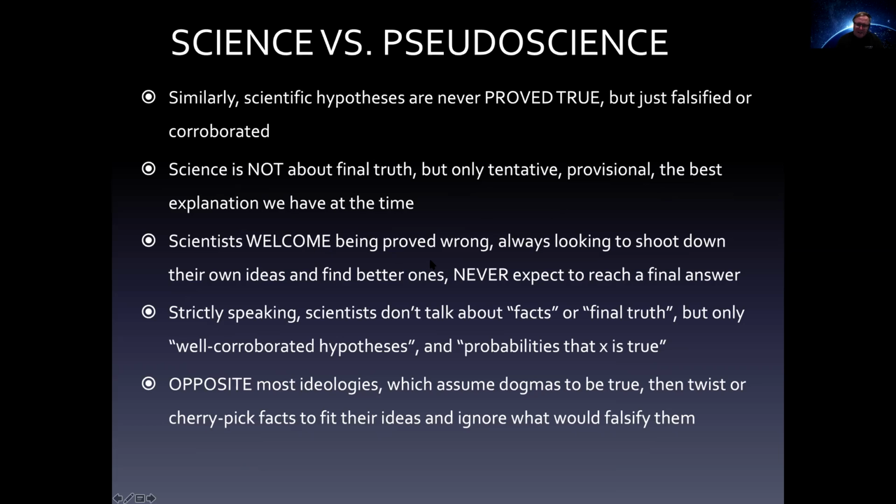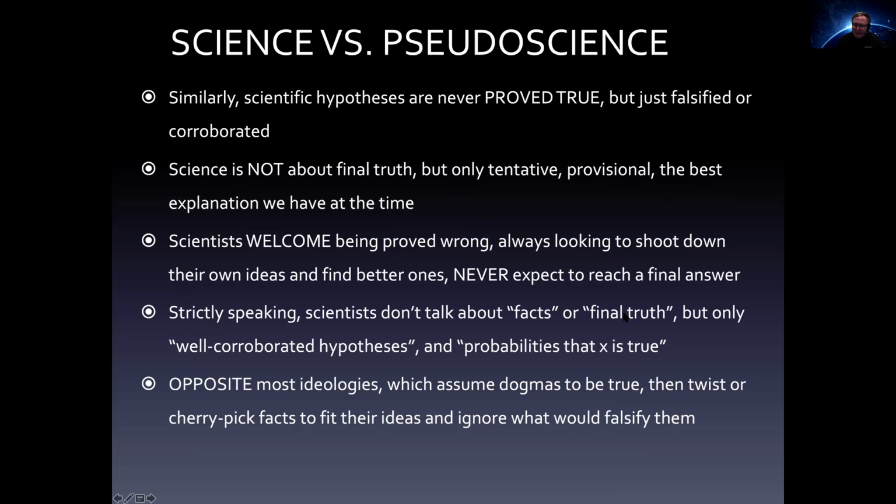We should welcome being proven wrong. And we should always be looking to shoot down our own ideas and find better ones and never expect to reach a final answer. Now, that's hard for humans, especially scientists. We're humans with egos like anybody else, and we hate it when somebody else proves us wrong. But ultimately, that's better for our science if it happens and we are indeed proven wrong, okay?